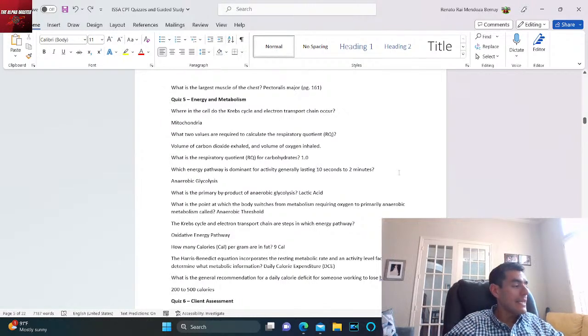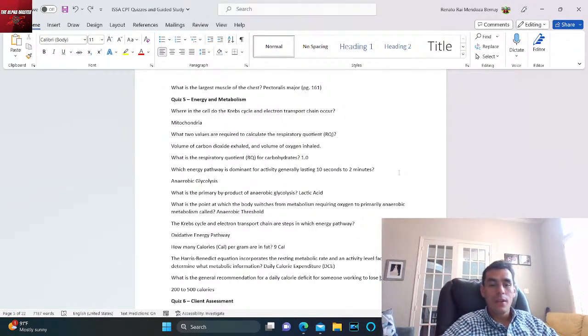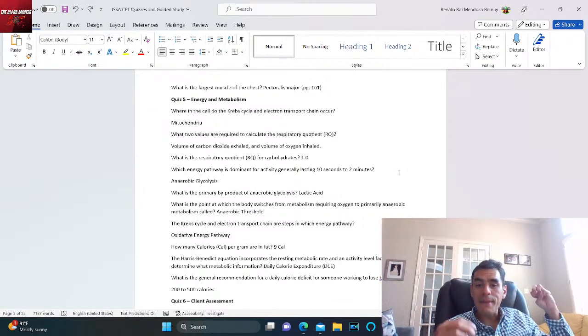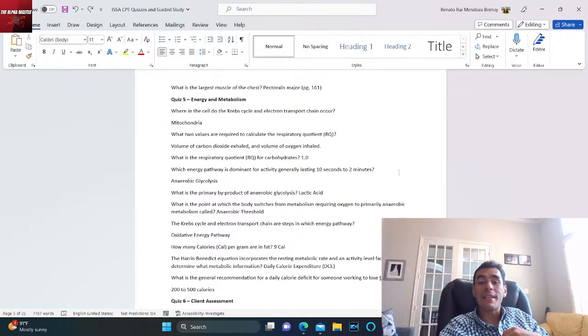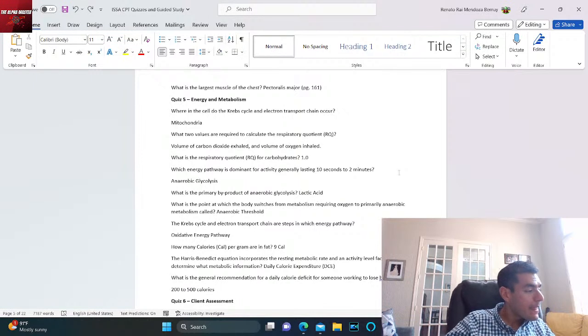What is the primary byproduct of anaerobic glycolysis? The primary byproduct of anaerobic glycolysis is lactic acid. Remember that. What is the point at which the body switches from metabolism requiring oxygen to primarily anaerobic metabolism called? It's the anaerobic threshold.